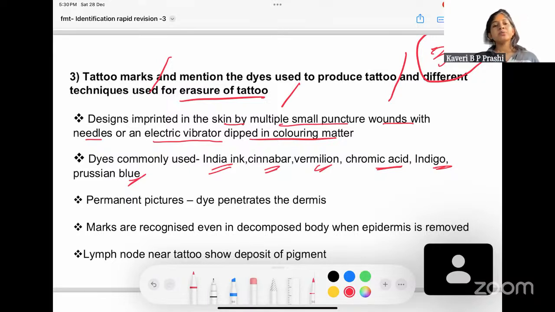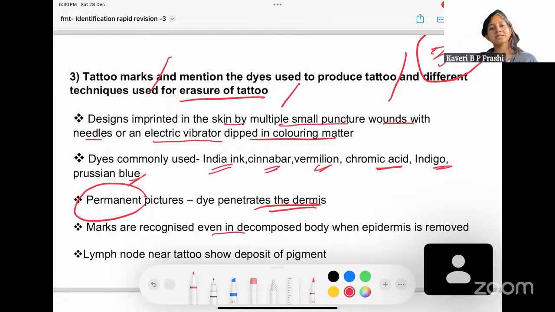So usually what happens is all these tattoos are permanent in nature. Why? Because we have the epidermis, which is the superficial layer of the skin, and underneath we have the dermis. Whenever a tattoo is made, the ink or the needle is going to penetrate till the dermis. Therefore, it becomes a relatively permanent picture.